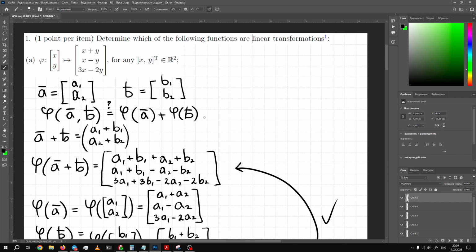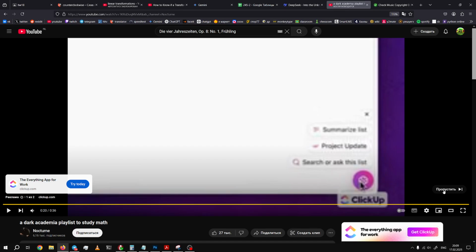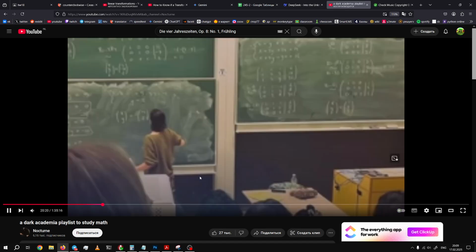So let's before that I need to say, oh shit, why is it add like this?